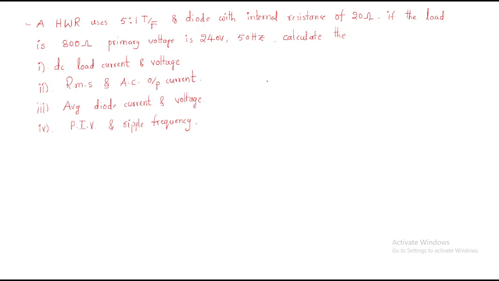First, it is better to draw a diagram about this, then it will be easy. A half-wave rectifier using a transformer. So half-wave rectifier means we use some transformer. So this is the transformer.